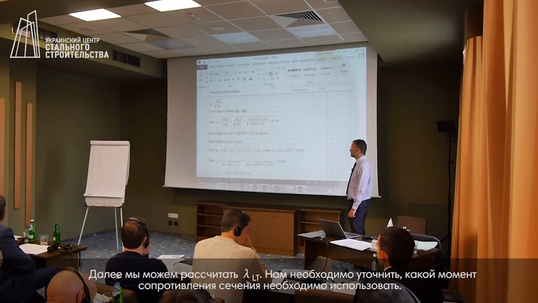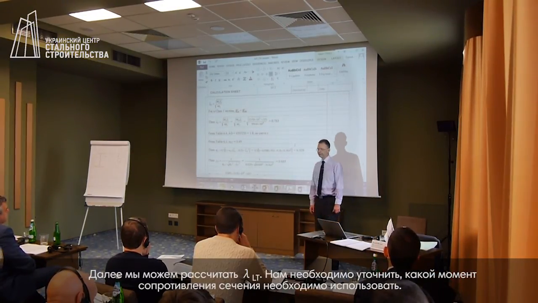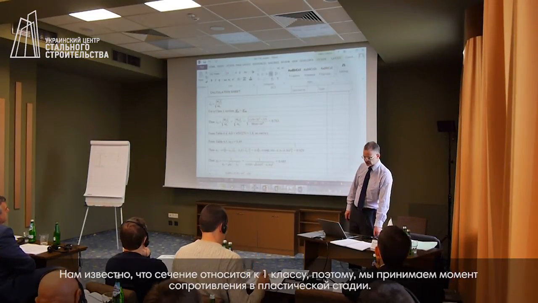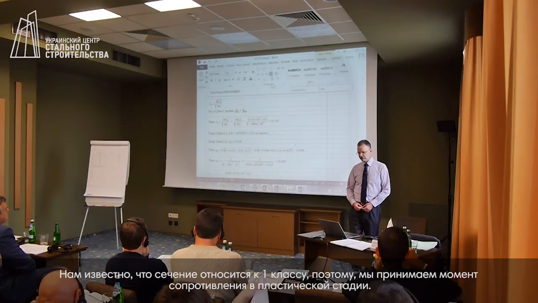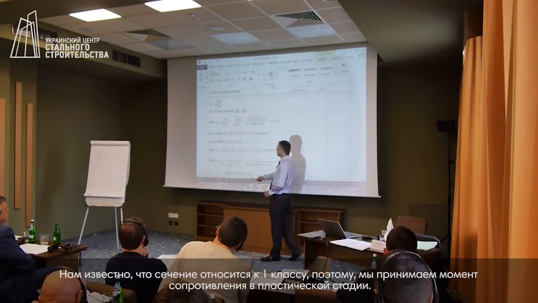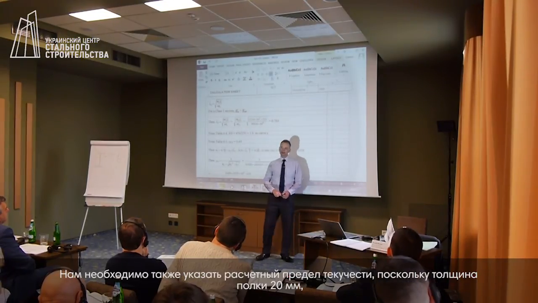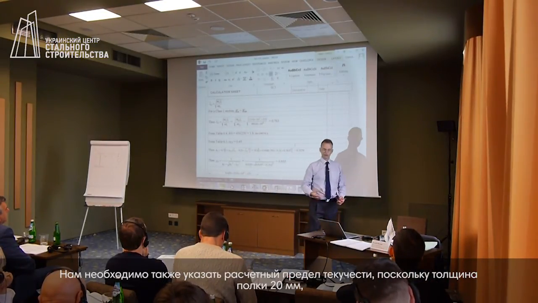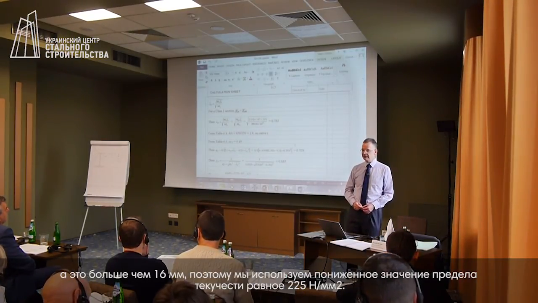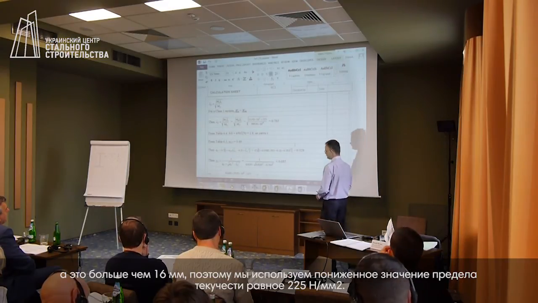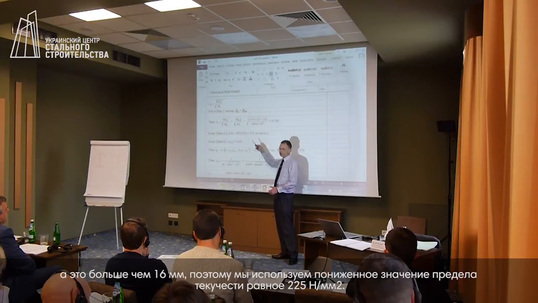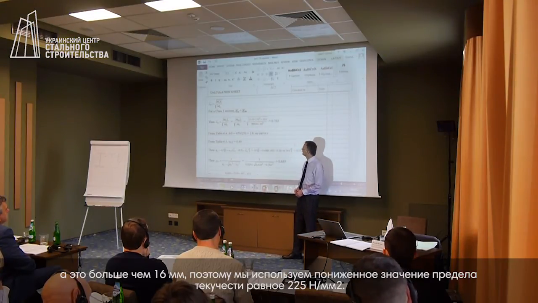Then we can calculate lambda bar LT. We need to know which modulus to use. The section is a class 1 section, so we must use the plastic modulus. We need to know the design strength to be used. Because the flange is 20 millimeters, it's thicker than 16 millimeters, and therefore we use a reduced design strength of 225 newtons per square millimeter.